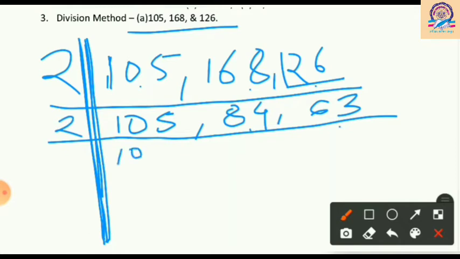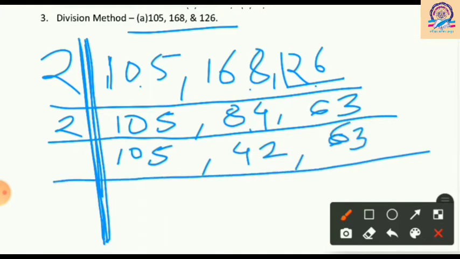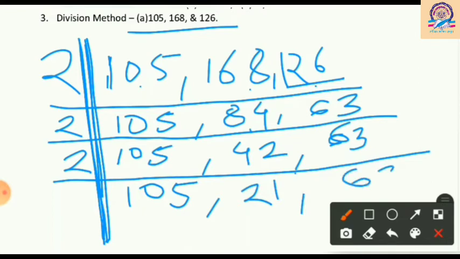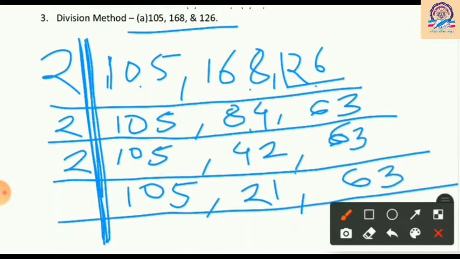105 is not divisible, so just bring down 105. 84 is divisible by 2, so 2 4 ja 8 and 2 2 ja 4. Then 63 is not divisible, so just bring it down. Now 105 is not divisible, so I will bring down 105, and 42 is divisible by 2, so 2 2 ja and 2 1 ja, and here is 63. It is not divisible by 2, so just bring it down. Now you can see that all numbers, 105, 21 and 63, are odd numbers, so 2 cannot divide.